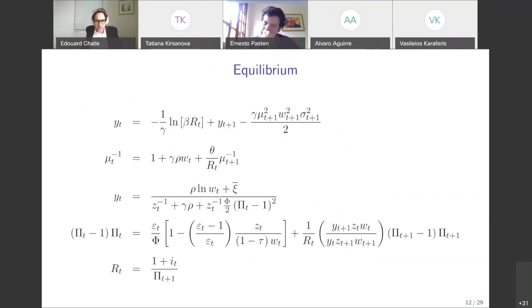So here is how the equilibrium looks. To summarize, we have a standard New-Keynesian model as far as the supply block is concerned, which are this equation and this equation. We have the usual definition of the real interest rate, nothing new here.